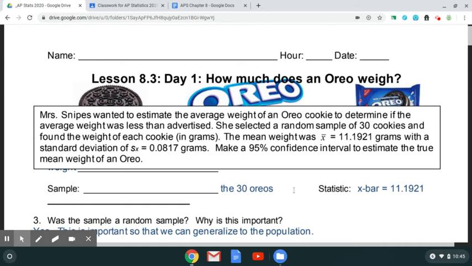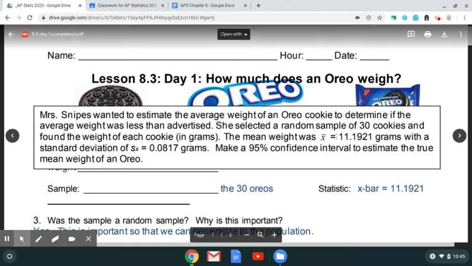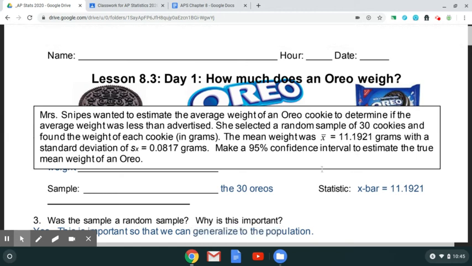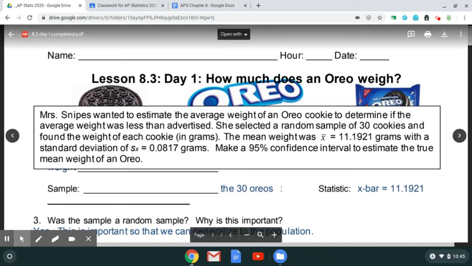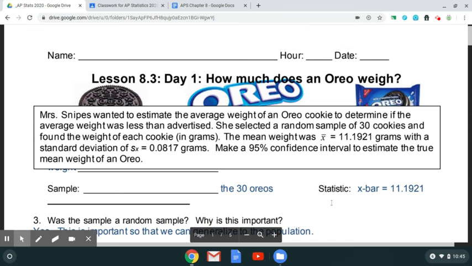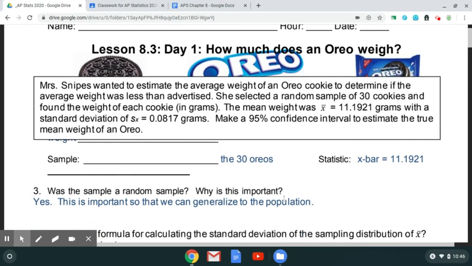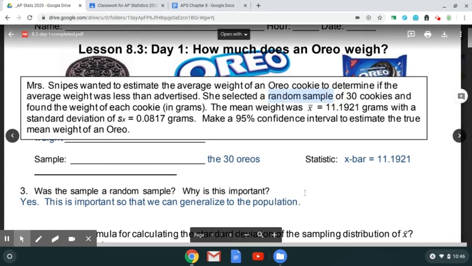So number one said, what is the point estimate for the true mean? So of course that is the 11.1921 grams. That's X bar. The population of interest is all of the Oreos ever produced. And the parameter is going to be mu, the true mean weight. The sample is our 30 Oreos, and our statistic is X bar, 11.192 grams. Again, we have to check the random condition so that we can generalize to the population as a whole, and it was met because I told you it was met right there, random sample of 30 cookies.